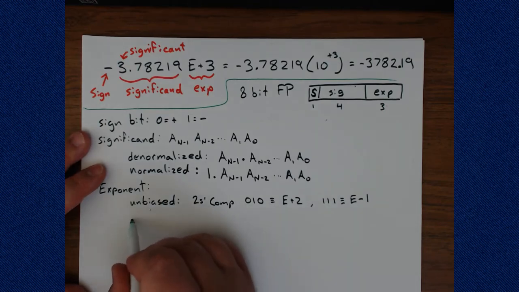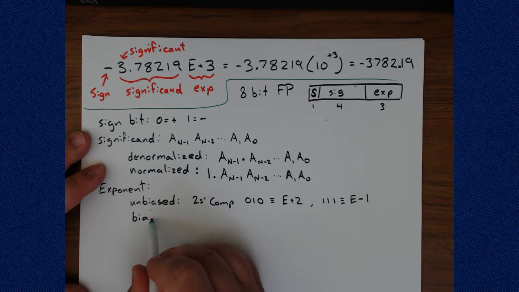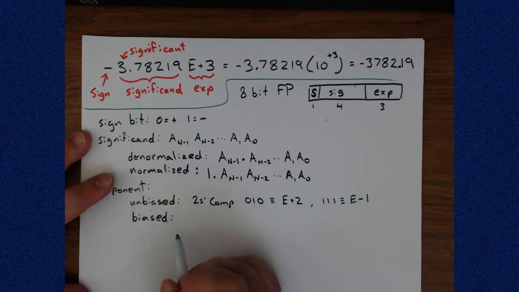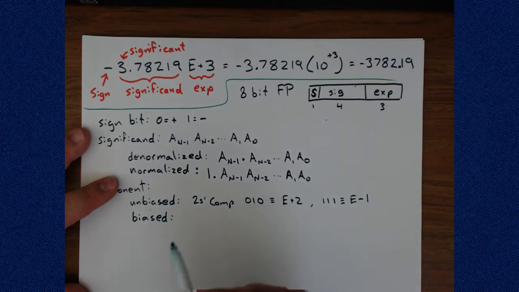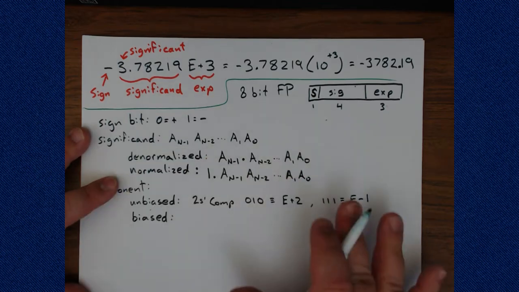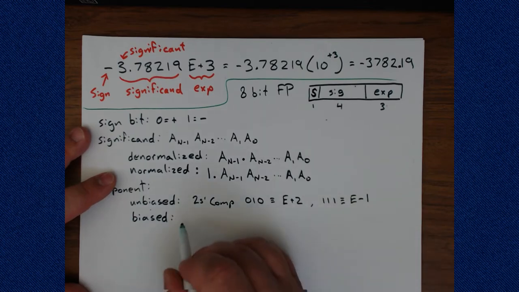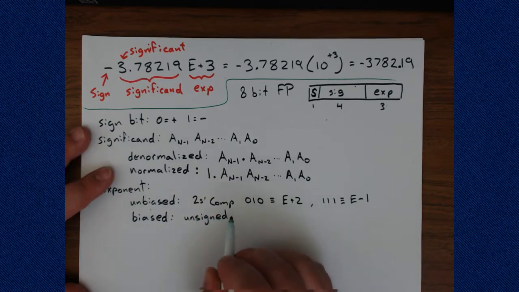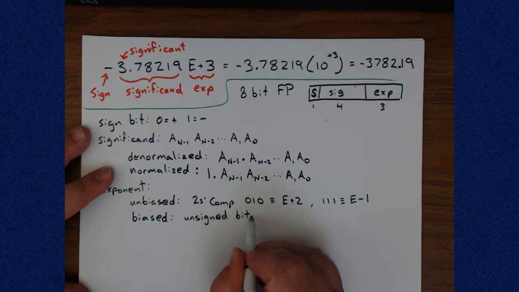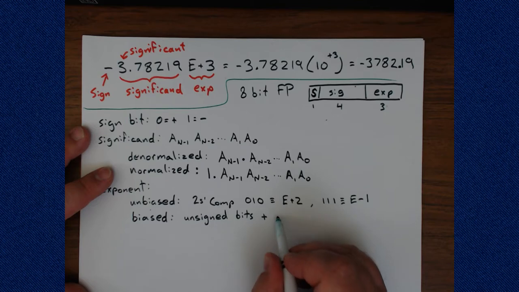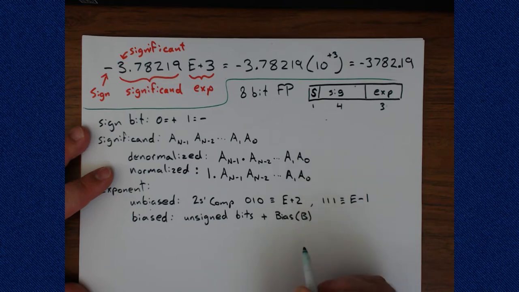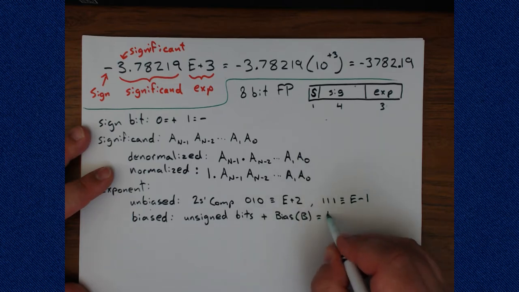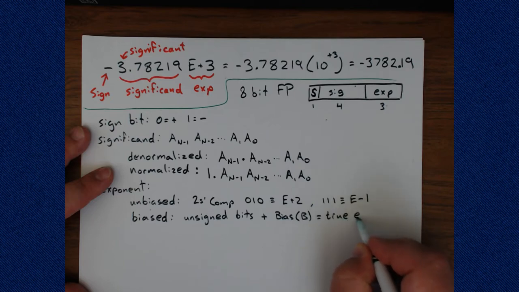Now the other way to do this is in a biased form, so obviously the opposite of unbiased. When we use a biased form representation, the generic way to do this, the grand scheme of all types of floating point things, is we take the bit pattern and assume that it is an unsigned integer value. So these are unsigned bits. And then we add to that some bias, which we'll represent as the letter B. And then that gives us what we can refer to as the true exponent.